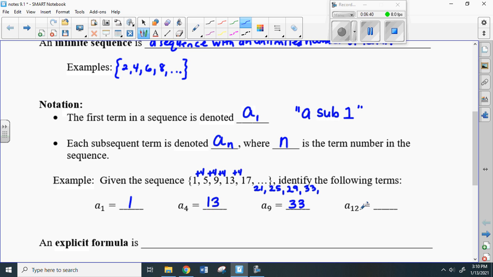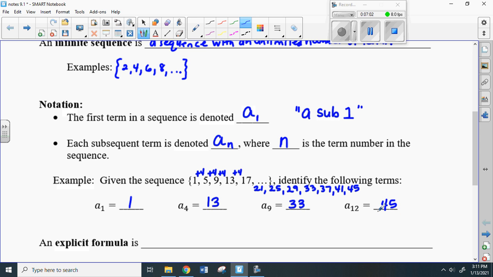But now I need to go to my 12th. So I got to keep adding 4. I did something wrong. Did I make a mistake? No, I guess I didn't. Sorry, something looked weird to me. Okay. All right, and so let's see. 33 was the 9th, 10th, 11th, 12th. All right, so 45 is the 12th term.